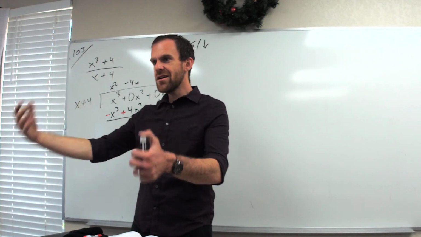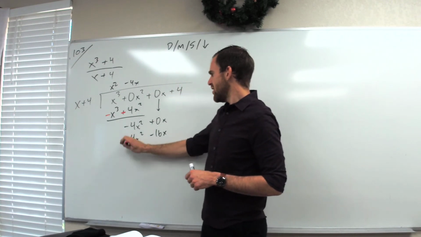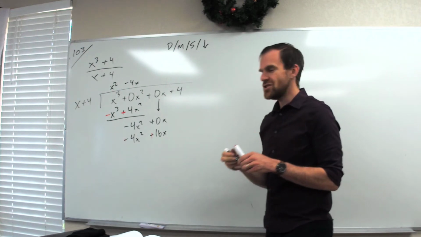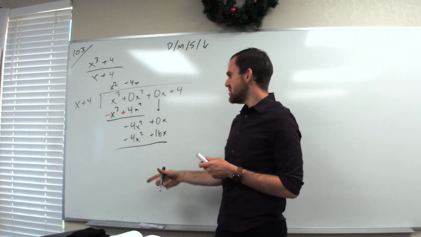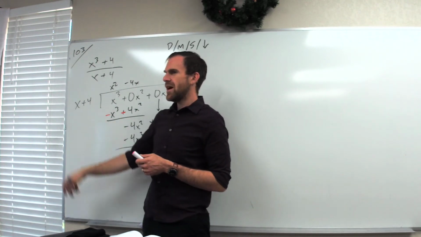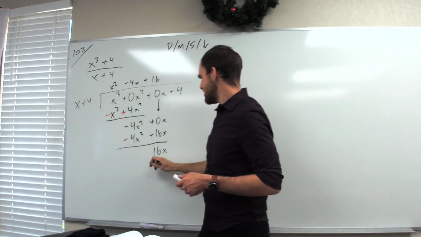Then, everybody, change the sign to a different color. See that? Now I know for sure that I changed the sign. Negative 4x squared plus 4x squared is 0. 0 plus 16x is 16x. 16x divided by x is 16. 16 times x is 16x.